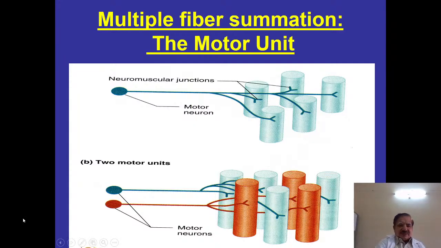Now you are seeing neuromuscular junctions. From here the motor neuron goes into the muscle, onto the muscle fibers. Here, a fast motor neuron supplies only a few muscle fibers, and a slow motor neuron supplies a large number of muscle fibers.